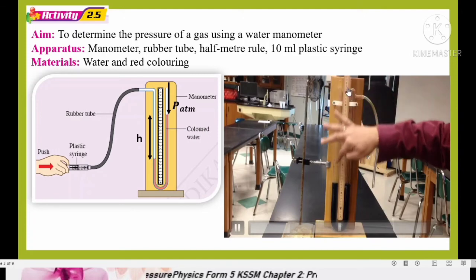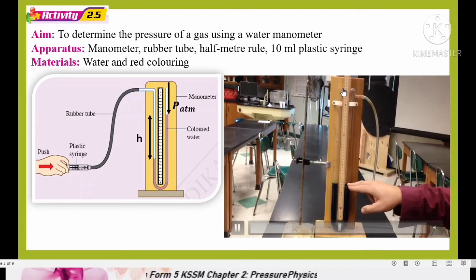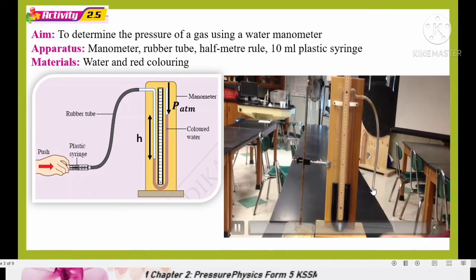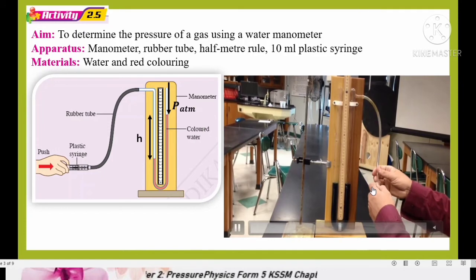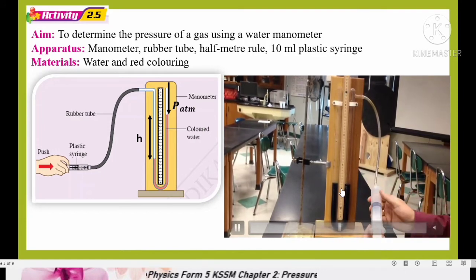Why? So you can see at this end here is open to the surrounding air, meaning there is atmospheric pressure. And the tube here is also open to the surrounding. Thus the pressure here and here are the same. Then the levels become equal.